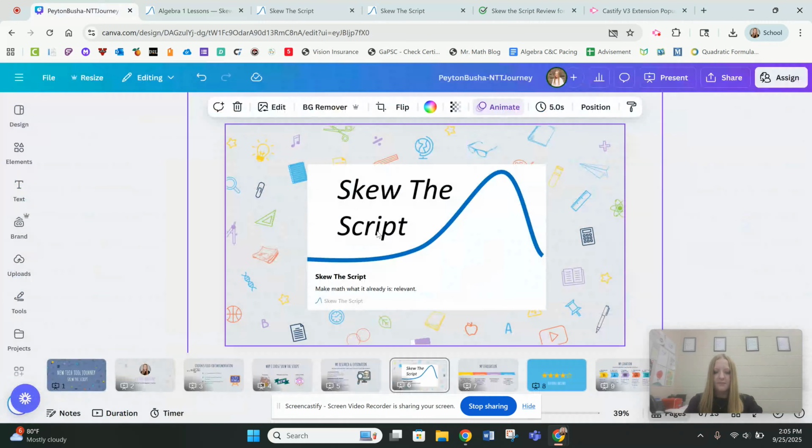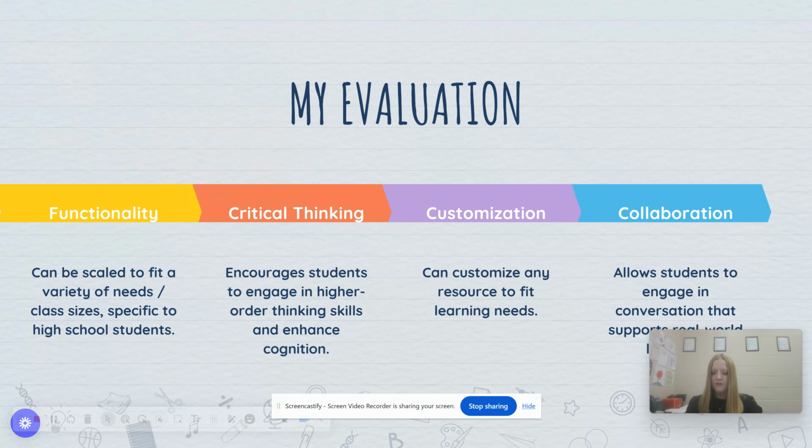My initial evaluation of the tool is the functionality, the critical thinking, the customization, and the collaboration. So for functionality, that was big for me. I could scale it to fit a variety of my needs, my class sizes, my specific students. So it was very flexible with what I needed it to be for.